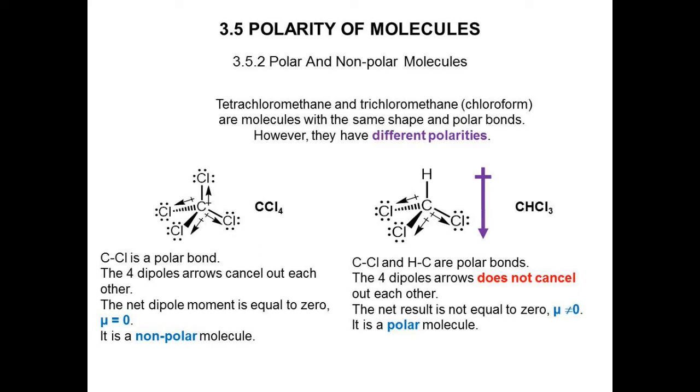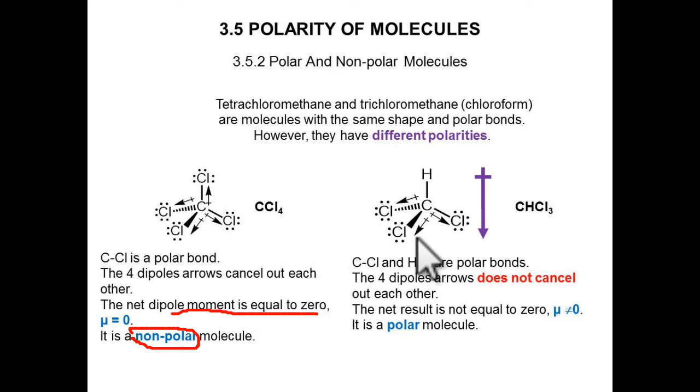Tetrachloromethane and trichloromethane. This one, CCl4, is again symmetric. In a symmetric molecule, the attraction force is cancelled on each side. So the left with the right, the top with the bottom, cancel out each other. So again the dipole moment becomes 0. When the dipole moment is 0, it is actually a non-polar molecule.